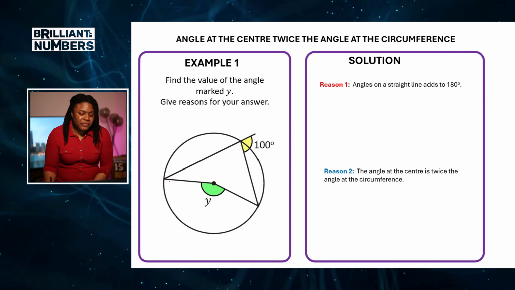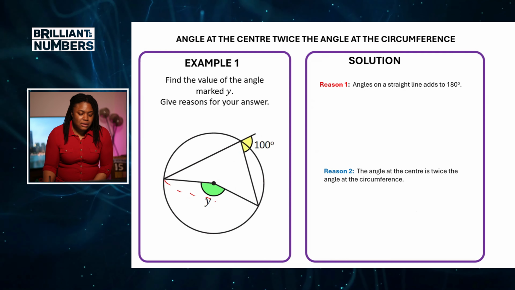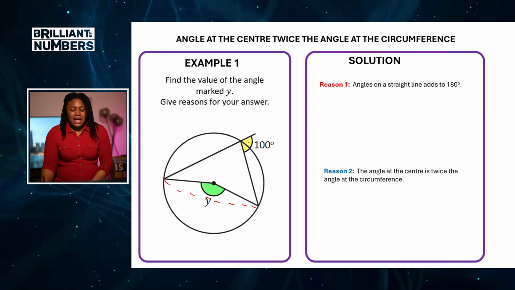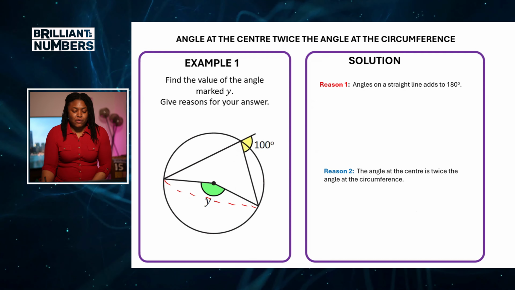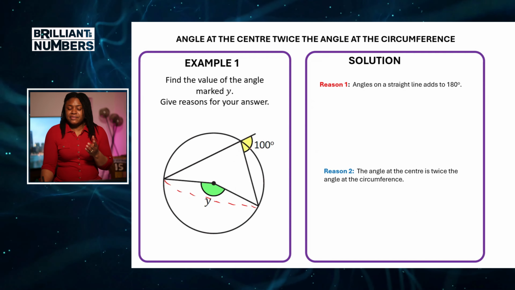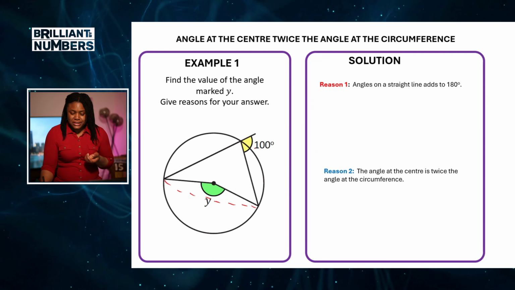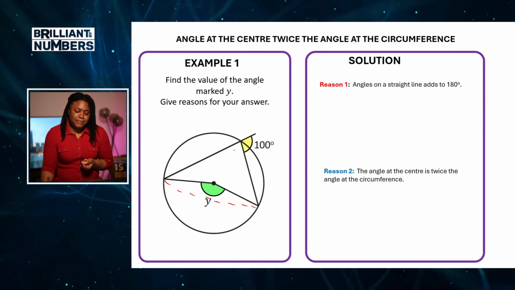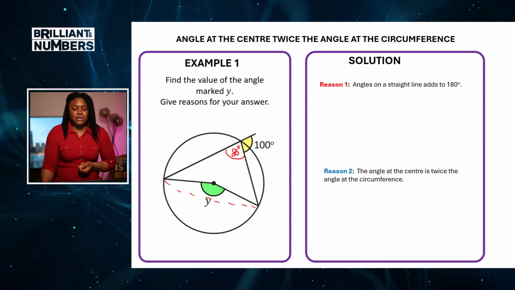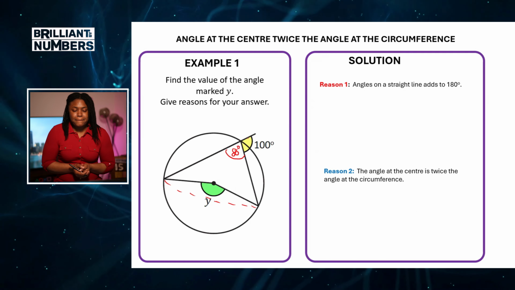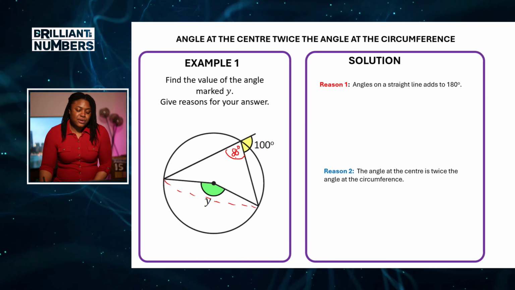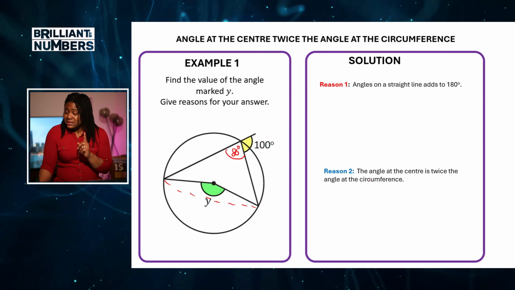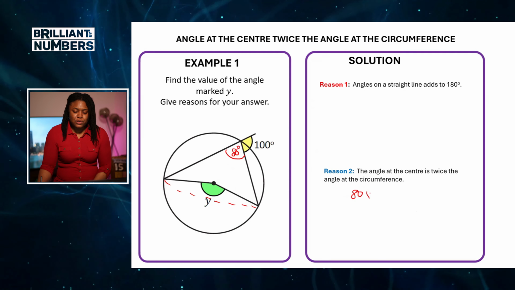So again, I'm going to visualize my chord here so that I can see that this angle is my angle at the center, and then I'm going to apply my knowledge of angles on a straight line. Now again, this is a very simple one, the fact that we've got 100. So clearly, once I've identified this reason, I can just go ahead and put 80 degrees on my diagram, because I know 100 plus 80 makes 180. So I know the angle at the center should be double that. So then once I've written my reason down, I will now go ahead and do 80 multiplied by 2.